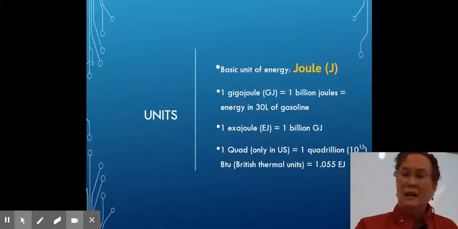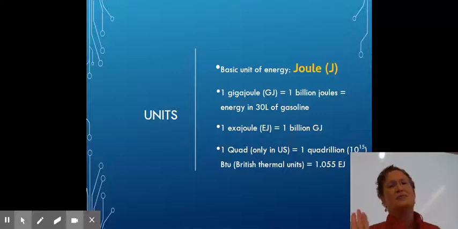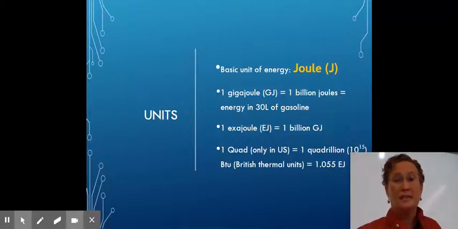So usually you're going to get British thermal units, BTUs. BTUs is a very common term, and it is 1.055 of an exajoule. Now, don't worry about memorizing these. They will give you these conversions, and most of the time you're going to be in British thermal units anyway.